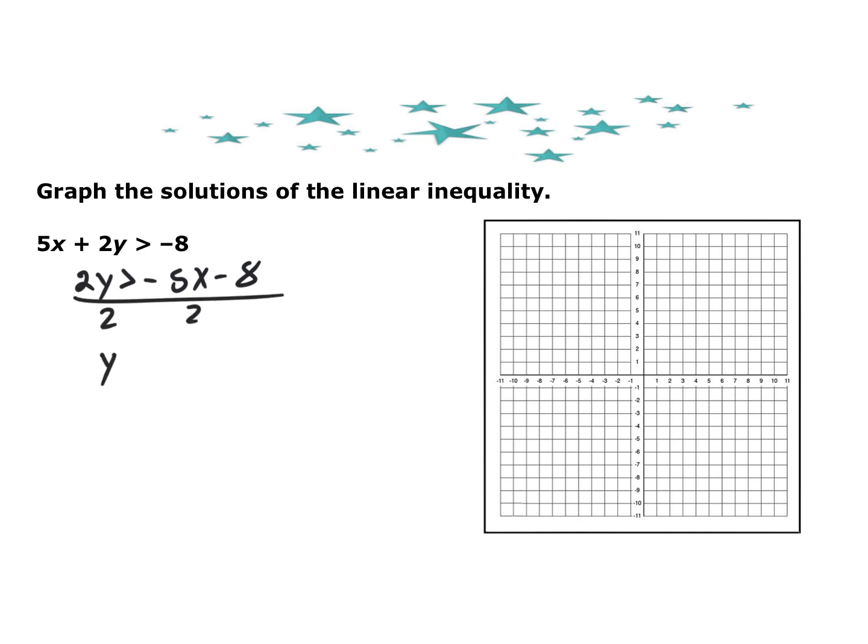So I get y is greater than negative 5 over 2x minus 4. That's what we're going to graph. I'll give you guys a minute to graph it. So let's start by plotting the y-intercept at negative 4. Then it's a negative 5 over 2 slope. So I'm going to go down 5 and 2 to the right, or up 5 and 2 to the left.